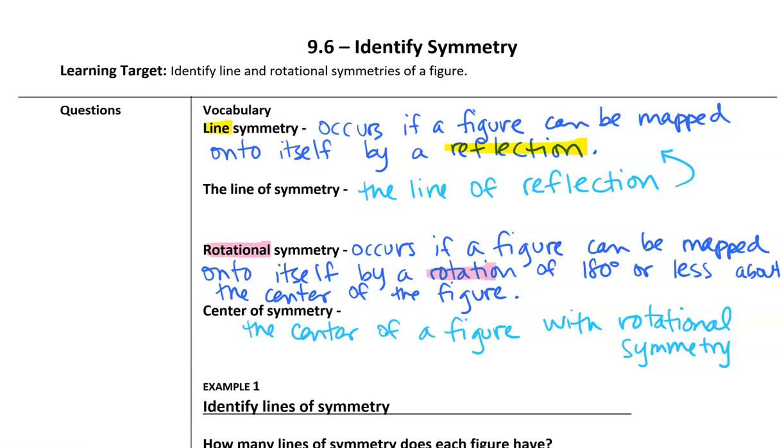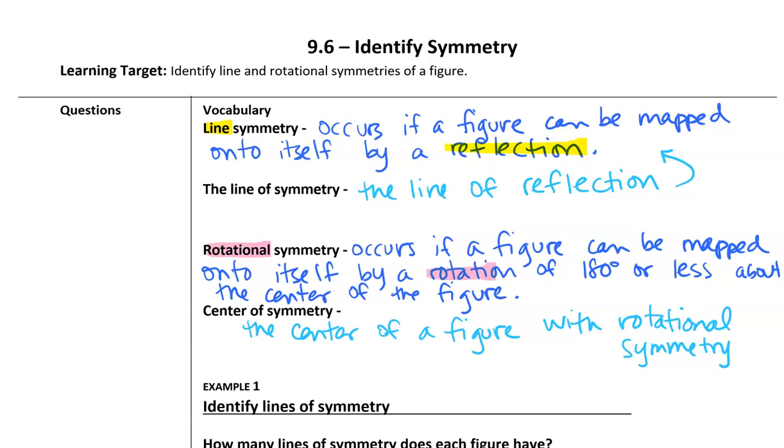This lesson discusses symmetry, which goes with section 9.6. So if you would maybe pause the video, I have a few definitions here for line symmetry and rotational symmetry. I think it would be best if you paused it, wrote the definitions down, come back, and then I'll go through a couple of extra things regarding these words. So go ahead and pause now.